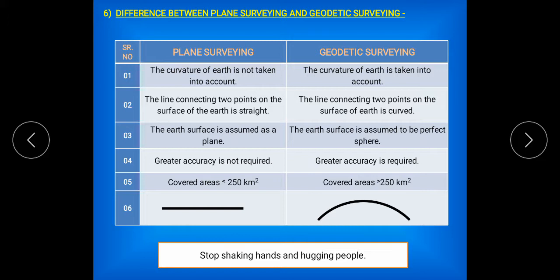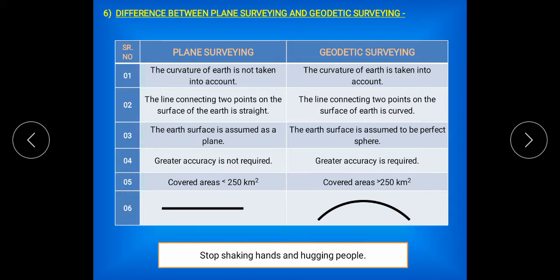The sixth difference is the figure. In plane surveying, the two points are connected with a straight line, and in geodetic surveying, the two points are connected with a curved line. These are the differences between plane surveying and geodetic surveying.